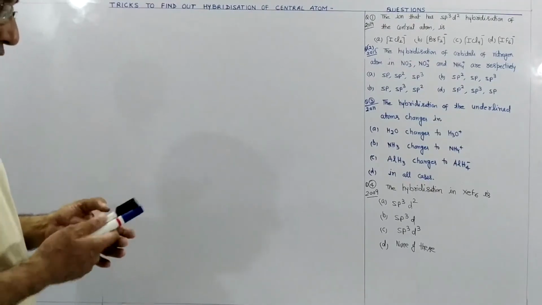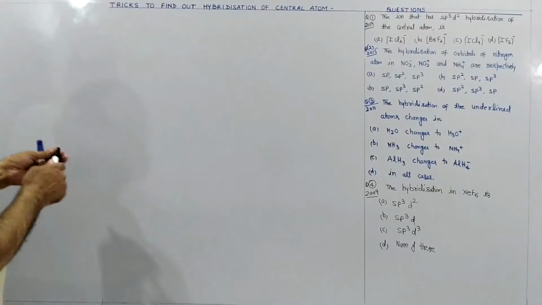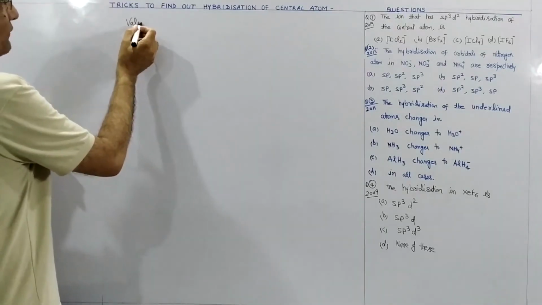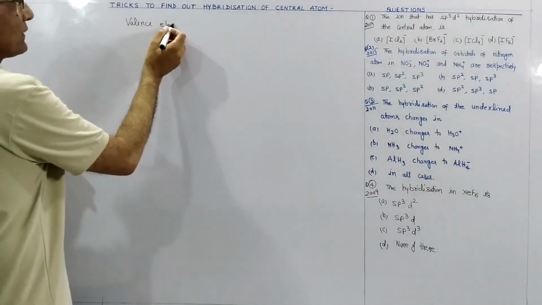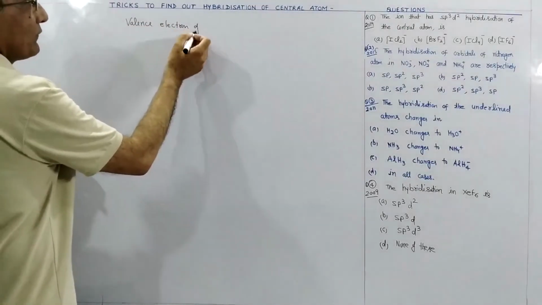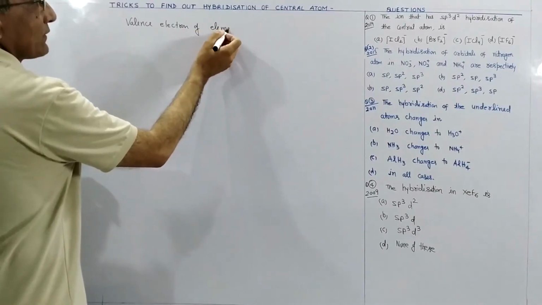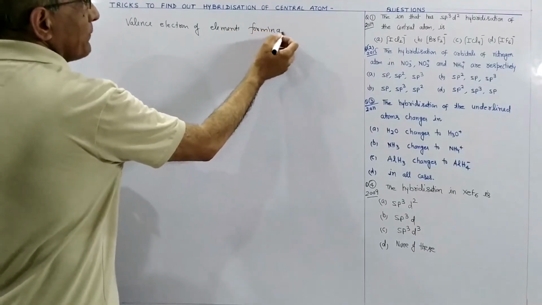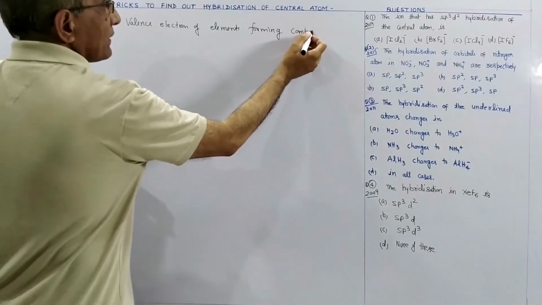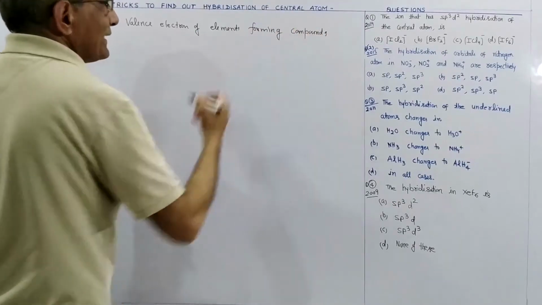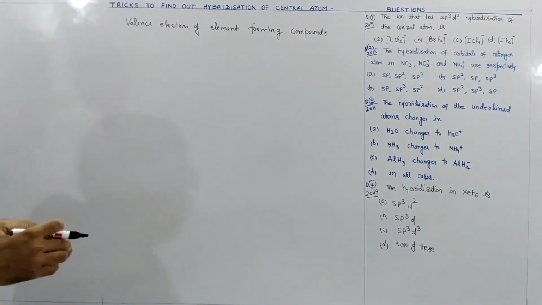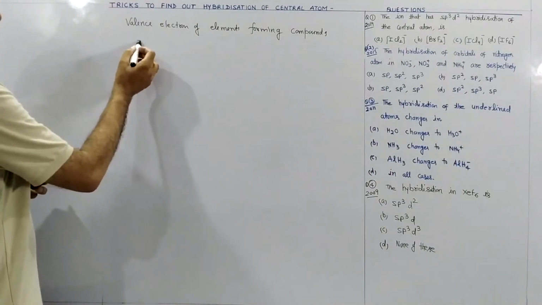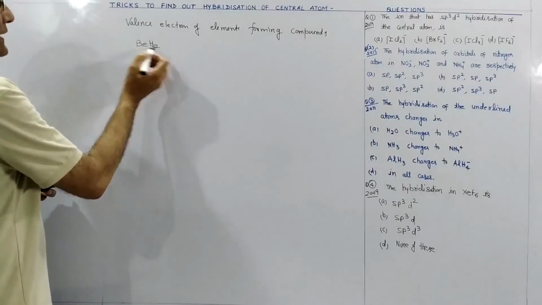What is this trick, students? For this trick you must know the valency, or we can say the valence electrons, of the elements forming compounds. If you know the valence electrons, then you can easily find out the hybridization. For example, I will explain by taking the example of BeH2.